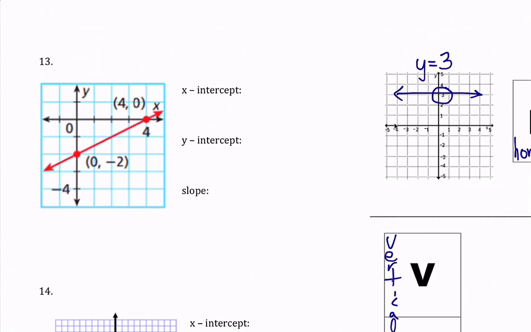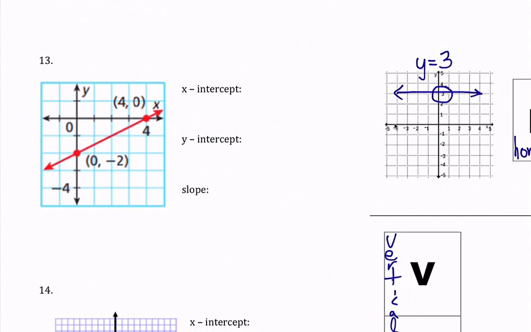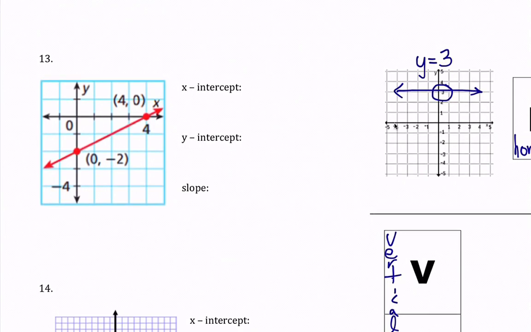Okay, well, it wants me to find the x-intercept. Guys, the x-intercept is pretty much what it sounds like. Where does our line intercept the x-axis?